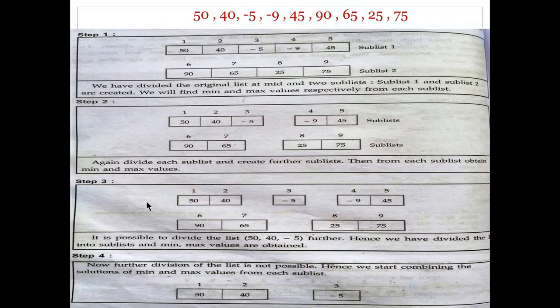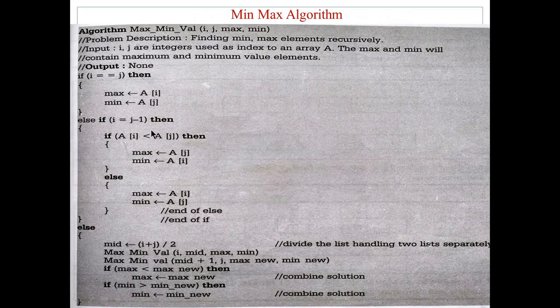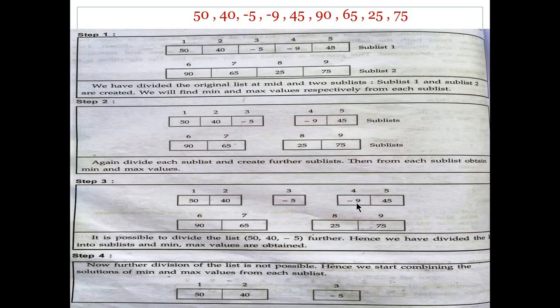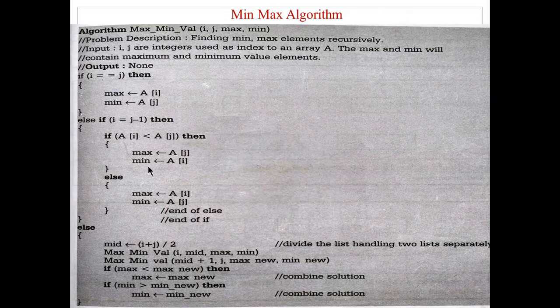If this case is right, then A of I will be max and A of j will be min. If we have this case, 8 and 9, and A of I is less than A of j, then A of j will be max and A of I will be min. Otherwise, we are dividing our sublist and making it with a mid value.